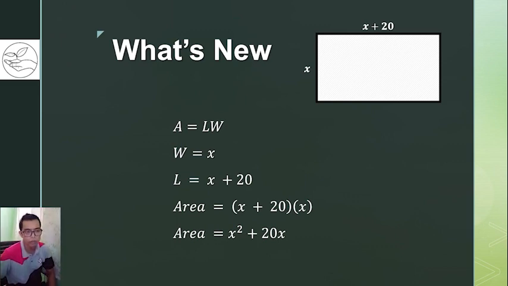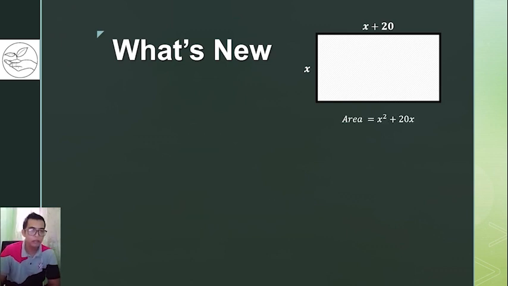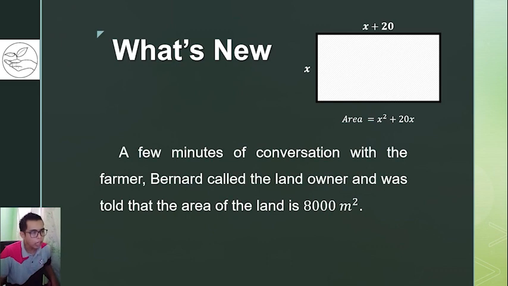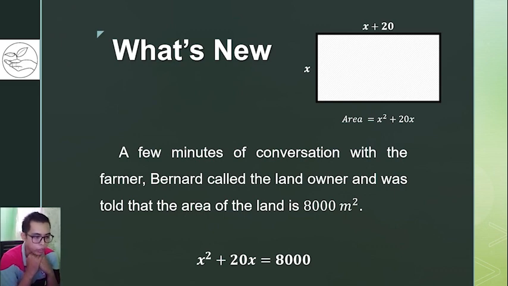So this is another kind of equation which is different from a linear equation. This is the area of our land. After a few minutes of conversation with the farmer, Bernard called the landowner and was told that the area of the land is 8,000 square meters. So that means we can now substitute the value of the area, which is 8,000 square meters, to our equation. So here is our working equation now: x squared plus 20x equals 8,000. This is another kind of equation which is very different from the linear equation you learned in your grade 8 mathematics.